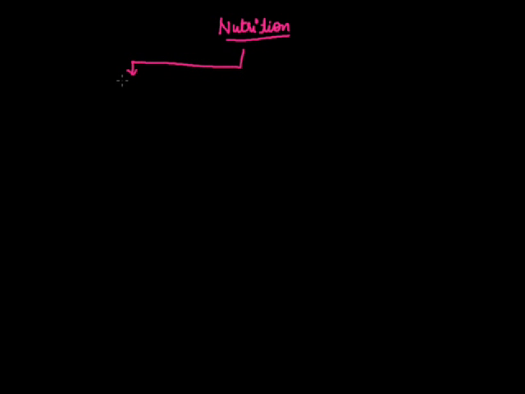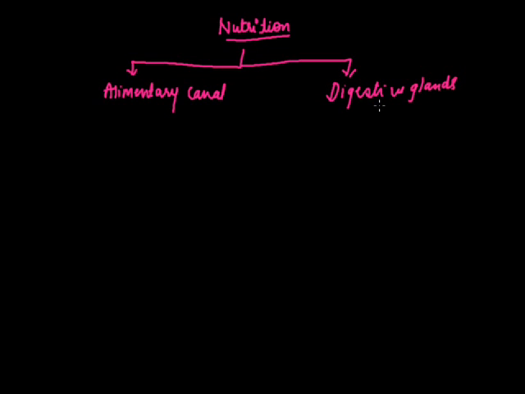Now, actually, animals have a highly evolved digestive mechanism that includes two basic components. The first basic component is the alimentary canal, and the second basic component is the digestive gland. Now, what is the alimentary canal? It is a long hollow tubular structure which consists of various organs for digestion. On the other hand, digestive glands are those glands which are connected with the alimentary canal and they secrete enzymes as well as hormones which help in digestion.